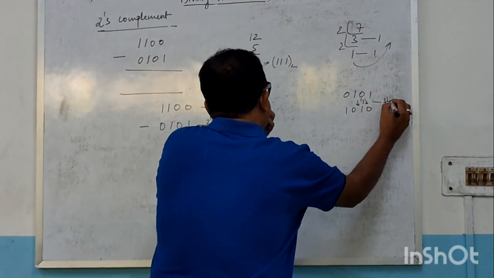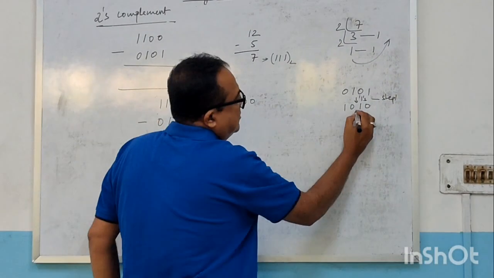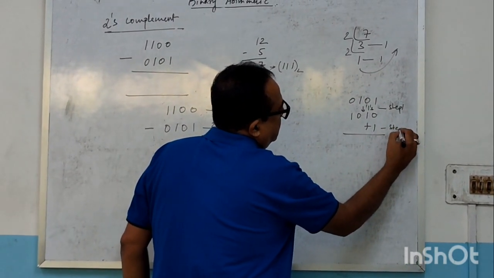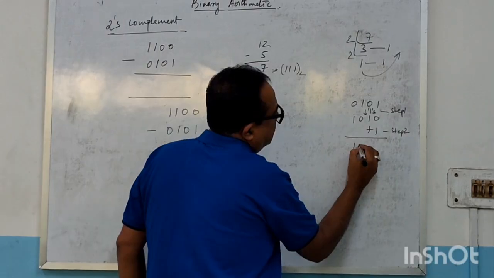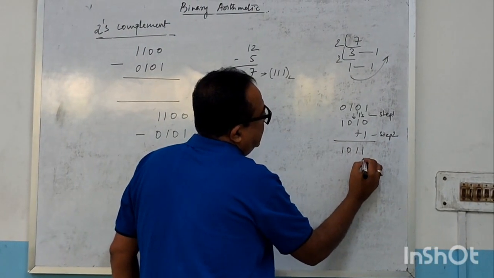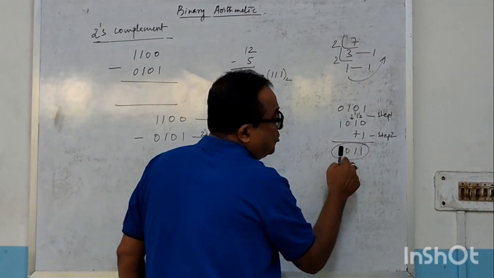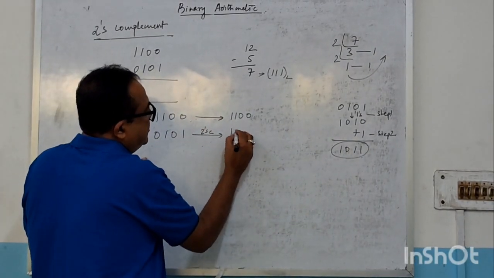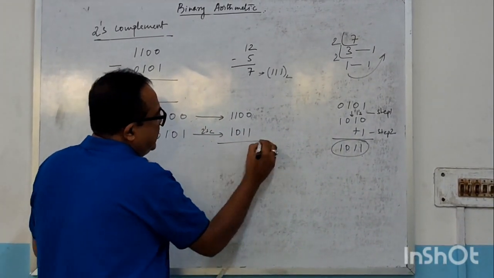Step 1. And then plus 1. Okay, this is step 2. So 1 0 1 1. So finally, this is your 2's complement number. Okay, so हम क्या लिख देंगे यहाँ पे? 1 0 1 1. Then you need to add.